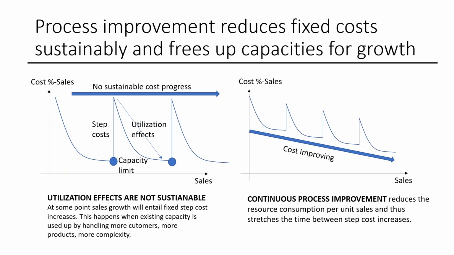So what do we actually want? We want our costs to go down in percentage of sales. And to do that, you need to have process improvements. You have to get your processes leaner, because that will stretch the time between the different capacity increases. So you will be able to handle more activities to support growth before you have to invest into new systems or new people.